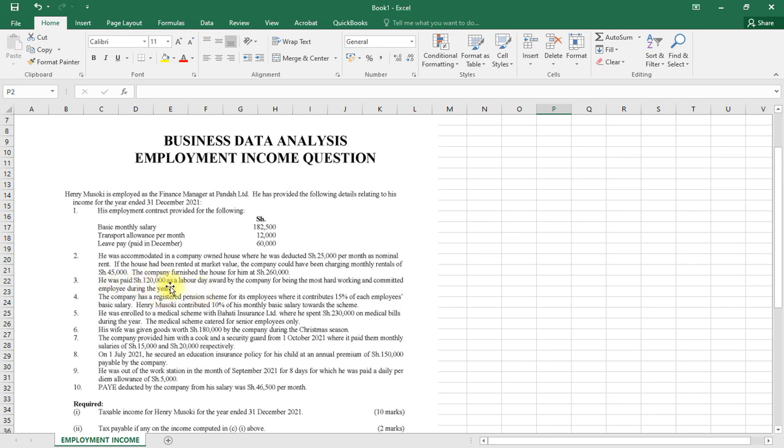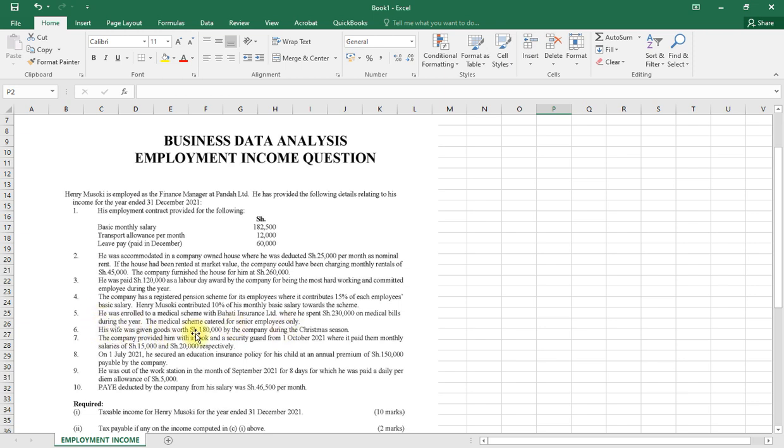He was paid 120,000 as Labor Day award by the company for being the most hardworking and committed employee during the year. The company has a registered pension scheme for its employees where it contributed 15% of each employee's basic salary. Henry Musyoki contributed 10% of his monthly basic salary towards the scheme. He was enrolled to a medical scheme with Bahati Insurance Limited, where he spent 30,000 on medical bills during the year. The medical scheme catered for senior employees only.